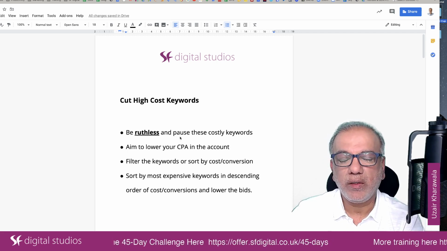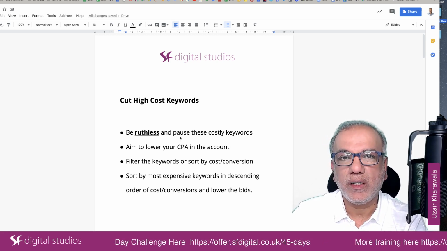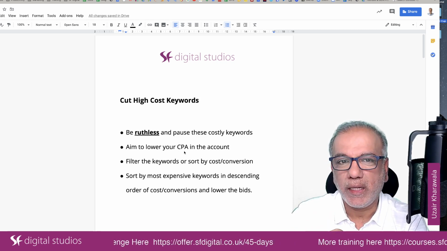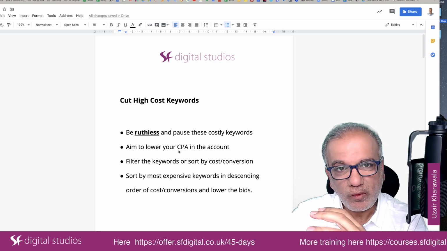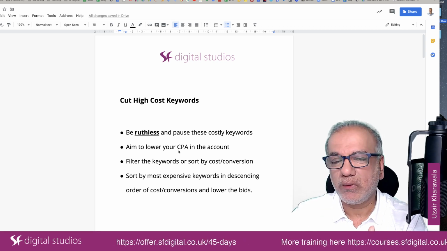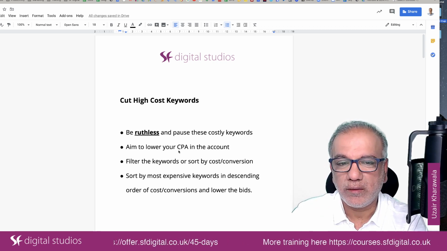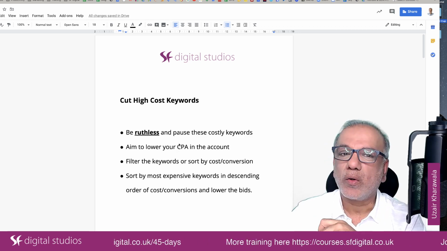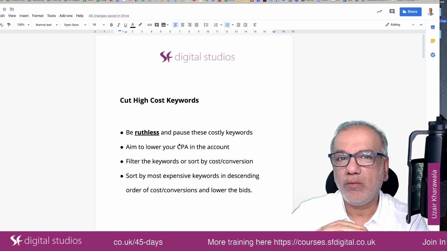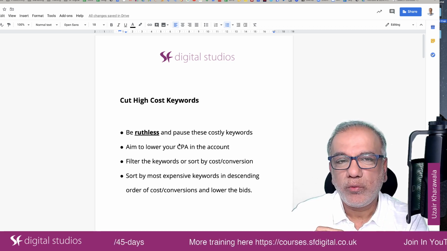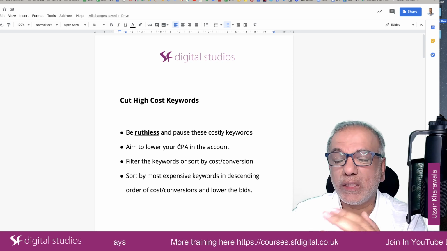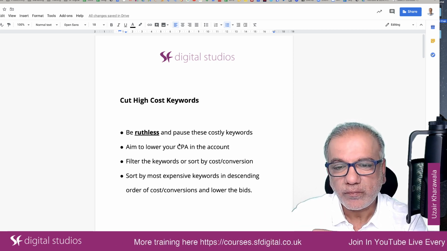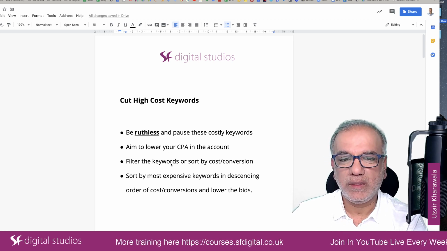Just getting rid of all the expensive keywords will bring your CPA right down very quickly, and you'll be able to see this in a matter of days, that your cost per acquisition or cost per conversion is now in alignment with what your customer is expecting or what you want to run your campaign at. The way to do that is fairly straightforward and simple.